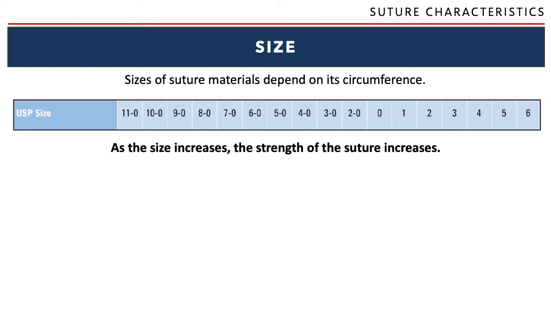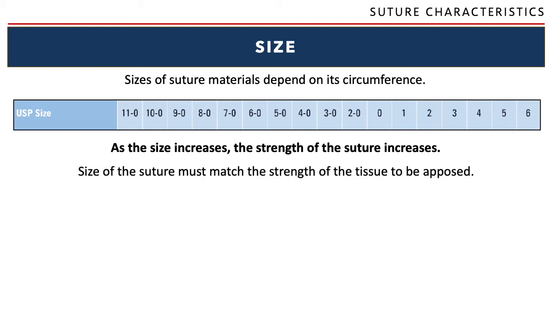And as the size increases, the strength of the suture material increases as well. So when you see these sizes like 9/0, 5/0, 4/0, 3/0, 2/0, you know that it's actually going thicker and thicker. And why is this important? Why is it that you have to know the thickness that you need for a certain procedure? Because the size of the suture that you are going to use must match the strength of the tissue that you have to oppose.